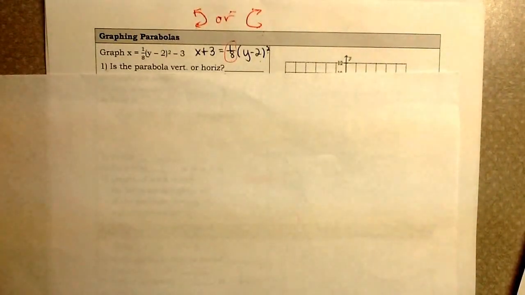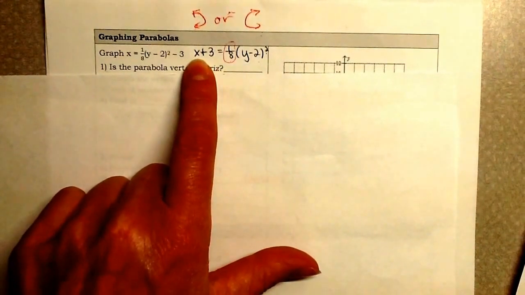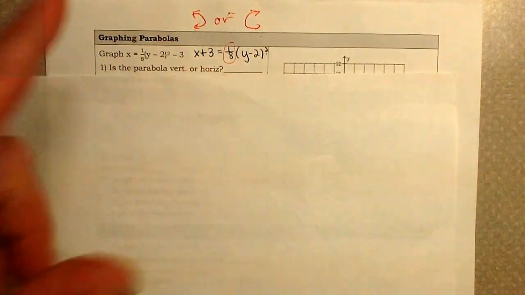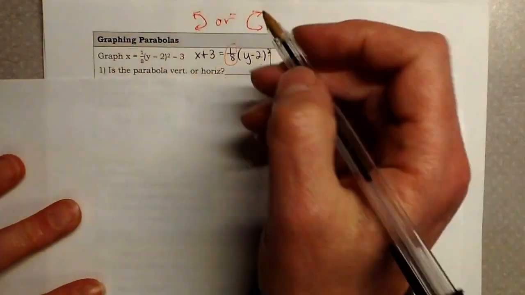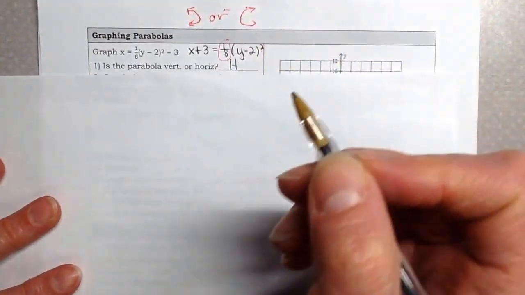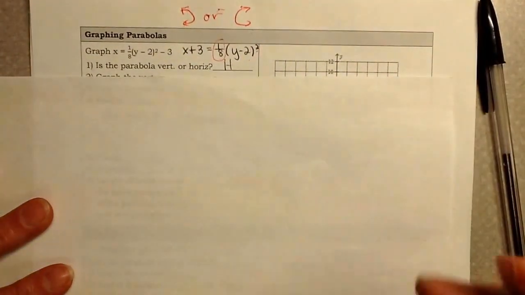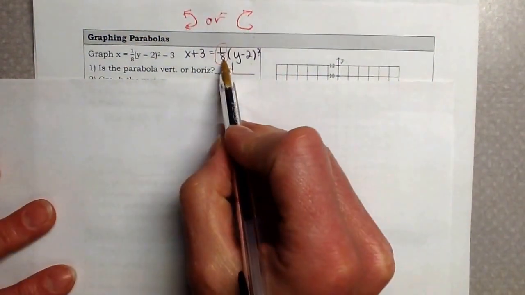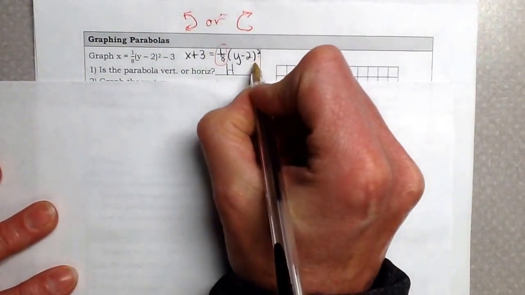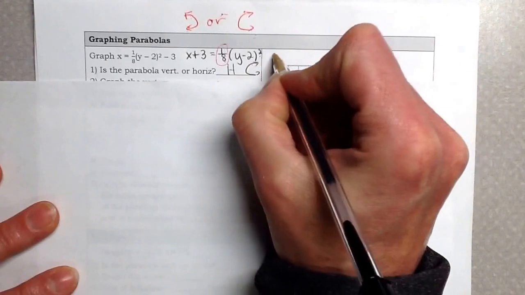Because the linear term, x, is to the first power, this is going to be horizontal. And then we need to figure out how it opens. Because again, this is positive, it's going to open to the right. So this is how it opens.